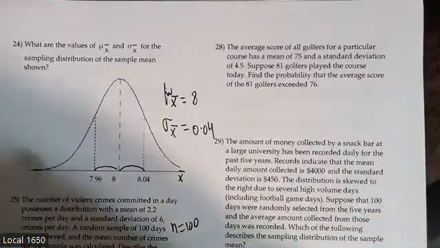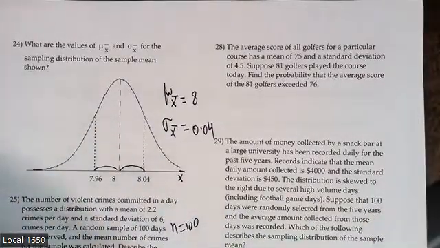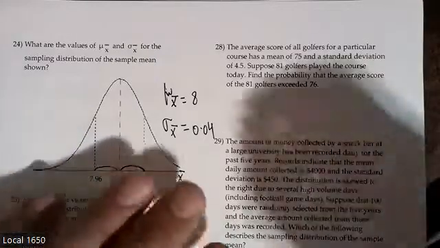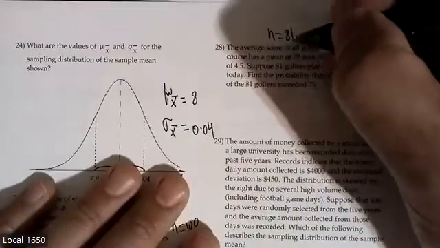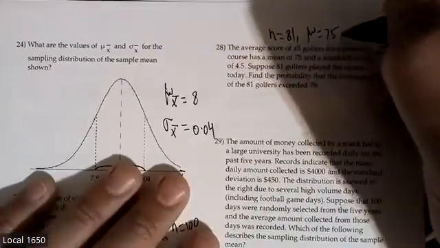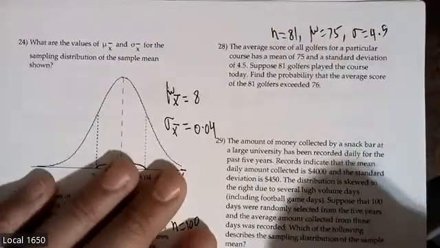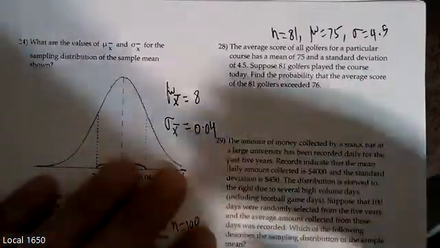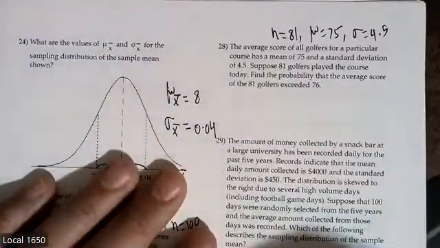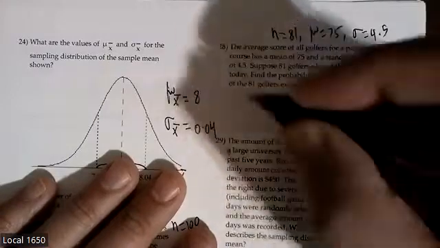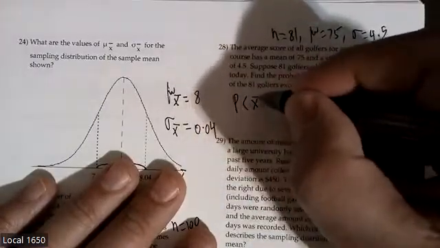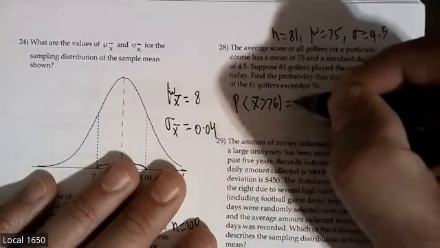Let's show you, we're going to do the same work now. The average score of all golfers for a particular course has a mean of 75 and a standard deviation of 4.5. Suppose 81 golfers, so N, guys, is giving you a sample size. It's giving you the mean 75 and the standard deviation 4.5. What's the probability that their average score, average means mean, of the 81 golfers exceeds 76? So it's like this, guys, greater than 76.